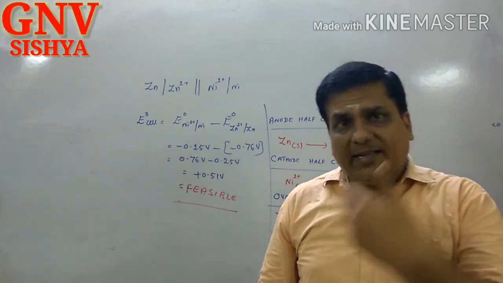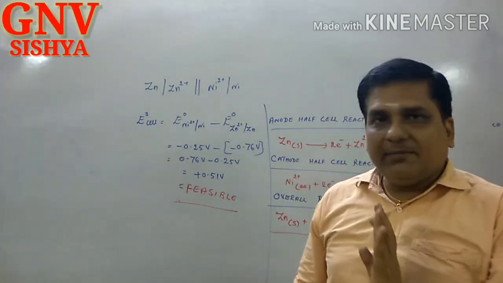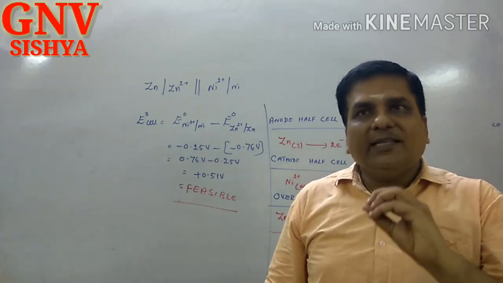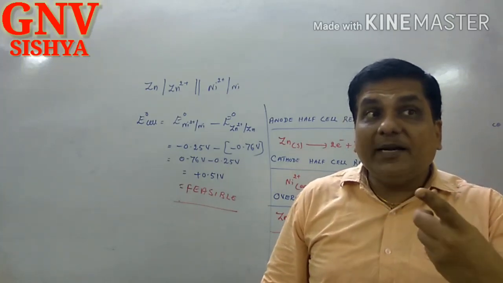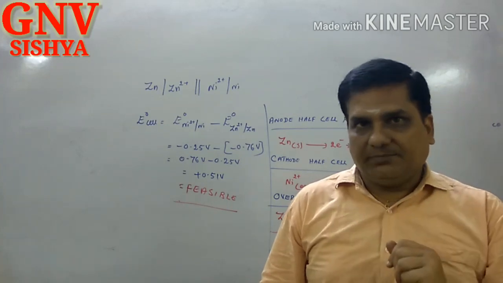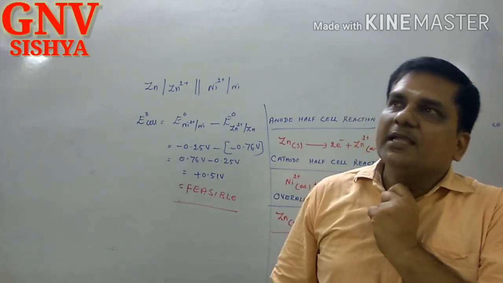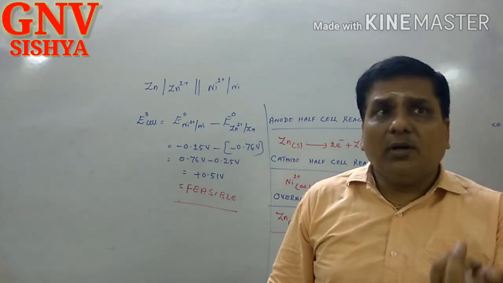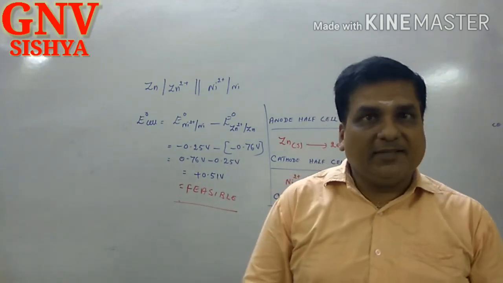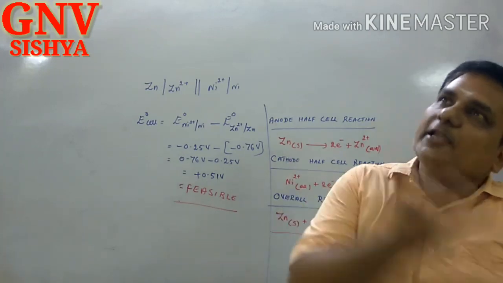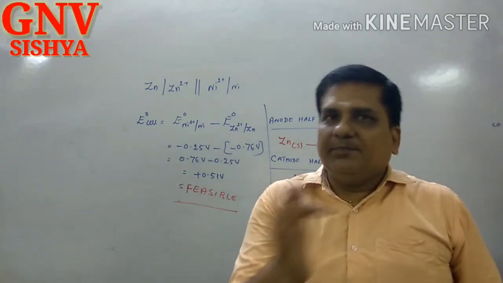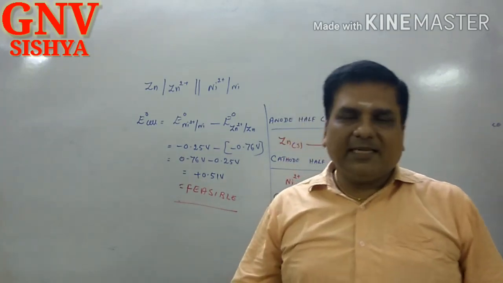What is going to be our next move? This is standard EMF, ma'am. We want to know the EMF of the cell if it is operating under non-standard conditions. Actually, we all did this for 1 molar concentration. If the concentration is not 1 molar, then how are you going to predict the EMF of the cell? That one, and then the equilibrium constant and the Gibbs free energy. This will constitute another segment.